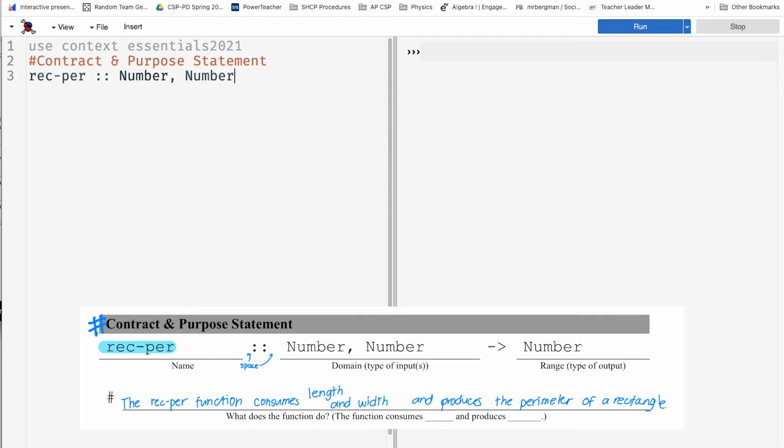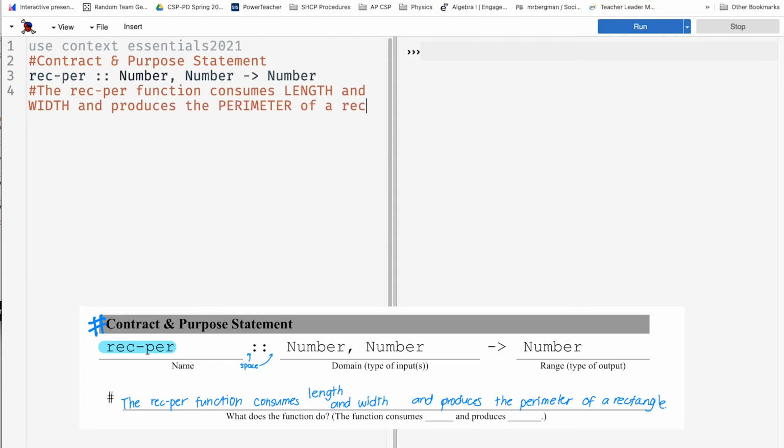And the reason why we're putting in 2 numbers here is because we have 2 inputs. And then our output is just going to be 1 number, and it's going to be perimeter. And so we are reminding Pirate and ourselves that the rec-per function consumes length and width. And if you want to be fancy, you can capitalize that, length and width, and produces the perimeter of a rectangle.